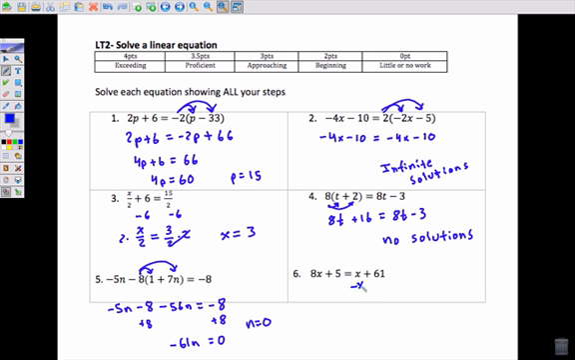Number 6, this one went pretty well for most people, so I'm going to kind of go through it quickly. Not too many issues with this one. For this, you end up with x equals 8.